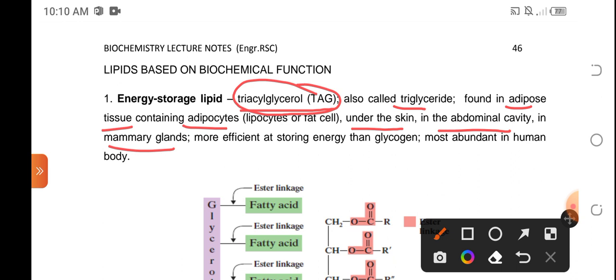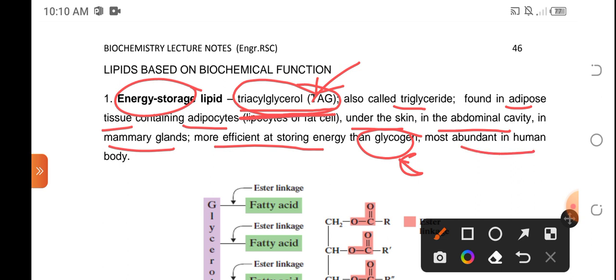So they are more efficient at energy storing compared to glycogen. If we remember, glycogen is a carbohydrate, a polysaccharide. Okay? So, they have the same function, energy storage, but triacylglycerol is said to be more efficient than glycogen. And of course, triacylglycerol is the most abundant lipid in the human body.